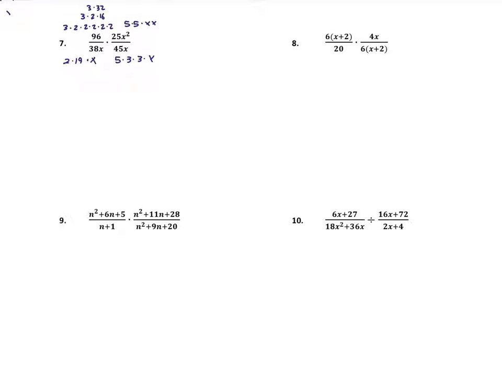We can start crossing out our common factors. We can cross out one of the x's. Those x's cross out. The 5's. 3's will reduce. 2. And so we're left with 2 times 2 times 2 times 2 times 5. So that's 2, 4, 8, 16 times 5 is 80 over 19 times 3, which is 57. Excluded values, x cannot equal 0.